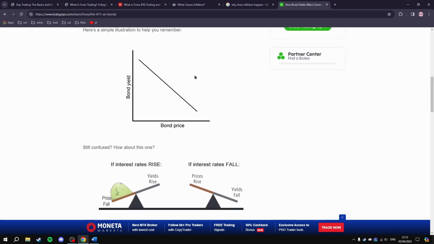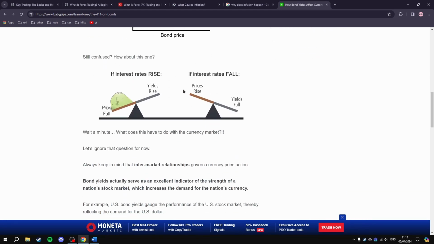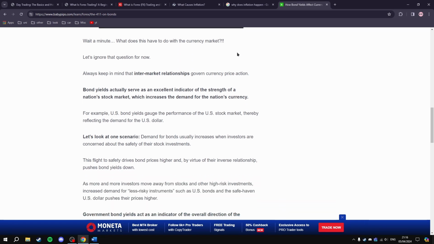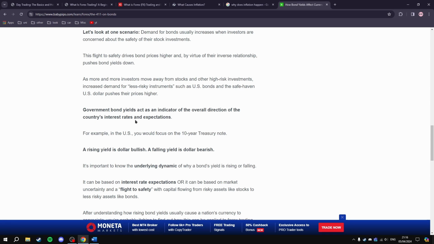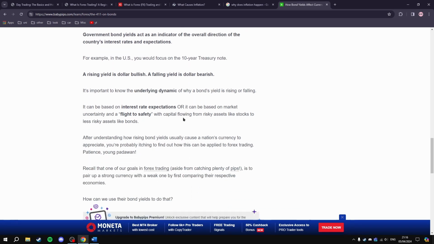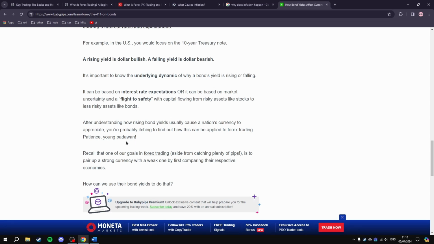There's a chart to help you, I guess, memorize what it looks like. There's another photo there. Bond yields serve as an excellent indicator of the strength of a nation's stock market, which increases demand for the nation's currency. Government bond yields act as an indicator of the overall direction of the country's interest rates and expectations. A rising yield is dollar bullish, a falling yield is dollar bearish.